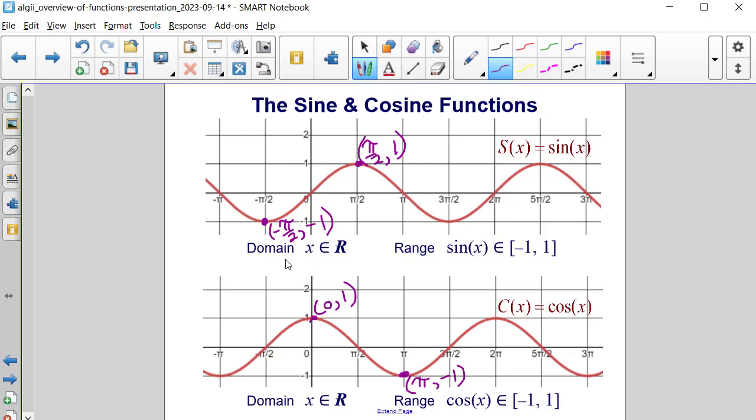You can also rewrite the domain as x is contained in the set of real numbers from negative infinity to positive infinity. And you can do the same for the domain in cosine of x. X is contained in the set of real numbers from negative infinity to infinity.